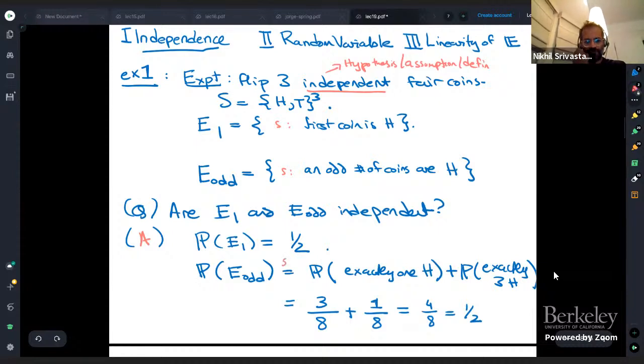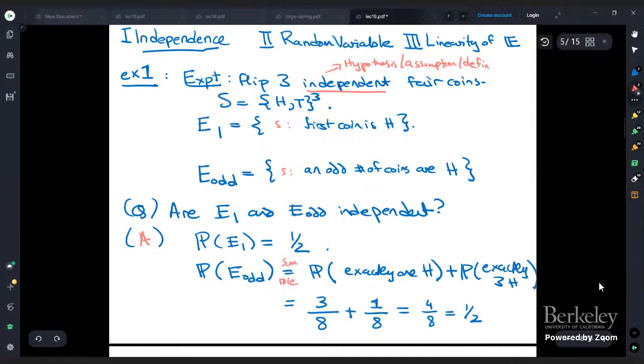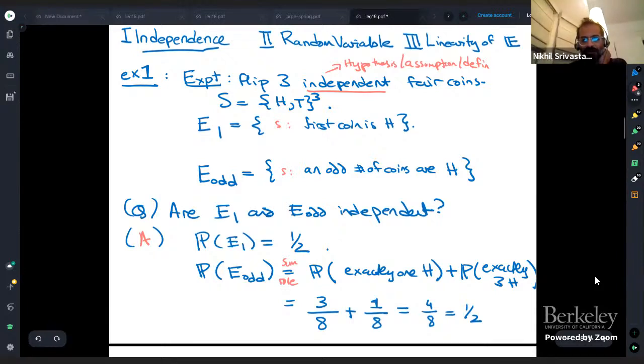Okay. Any questions about that computation? So here I use the sum rule. Why is it over 8 again? Well, here it's because the size of the sample space is 2 to the 3, right? Because there are 2 options and 3 coins, so it's 8.